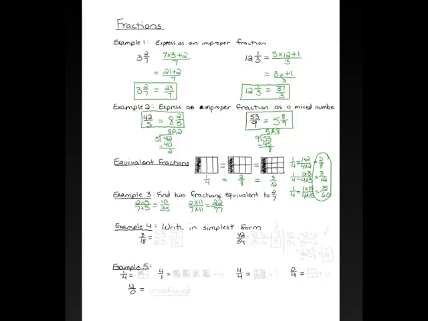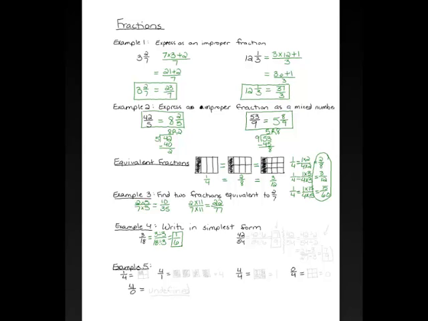So I'm going to divide both the numerator and the denominator by 3. 3 divided by 3 is 1. 18 divided by 3 is 6. So 3/18 in simplest form is 1/6.